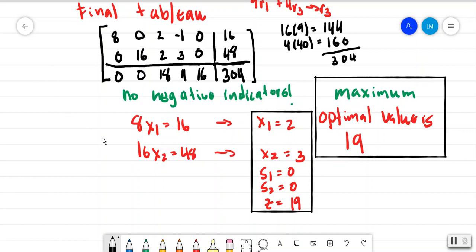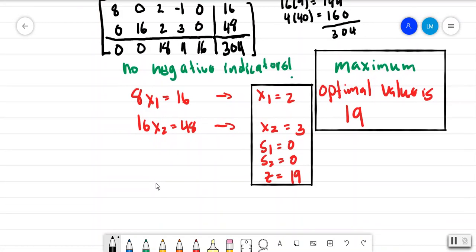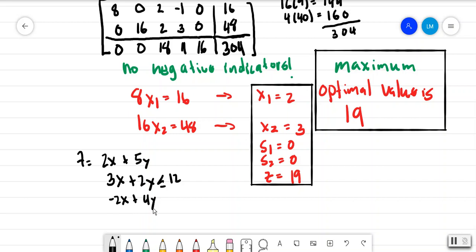Now, what I went ahead and did was graph this in the x and y plane. As long as you have a maximization problem in the form of two variables, you can go ahead and check your work if you change it to x and y. And then the other one was negative 2x plus 4y is less than or equal to 8. And then x and y were non-negative.